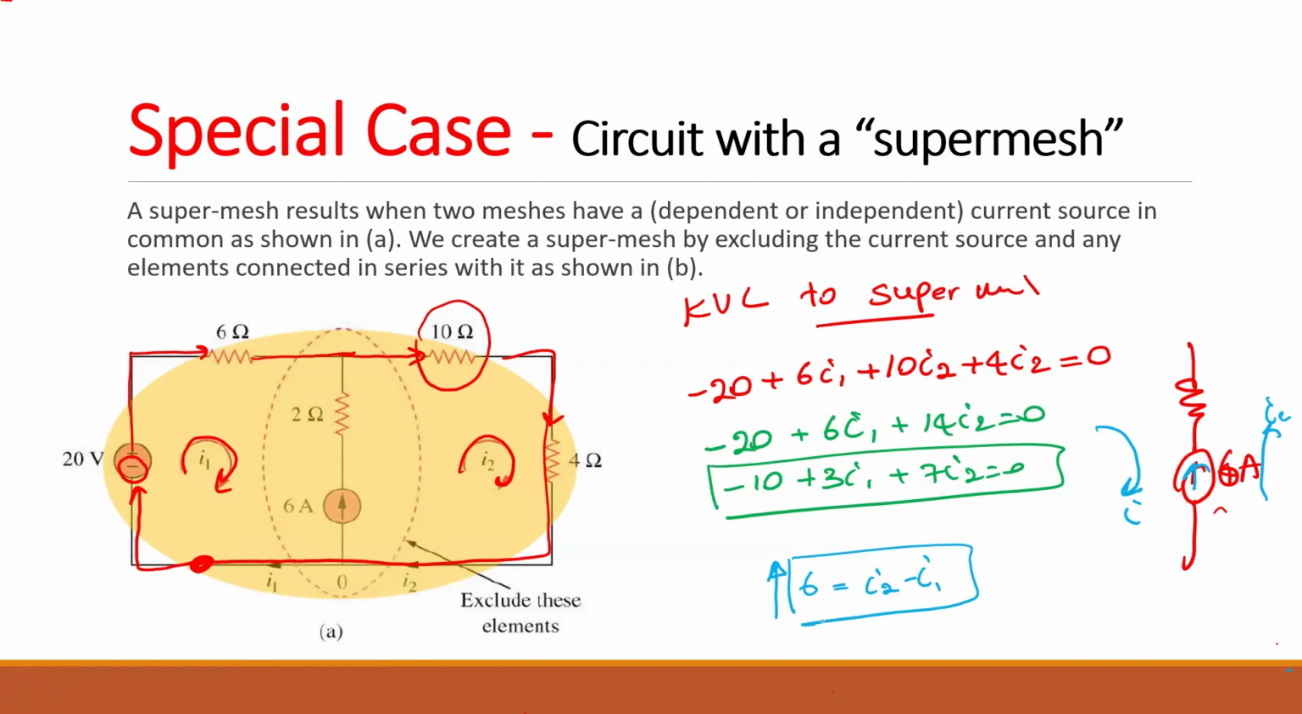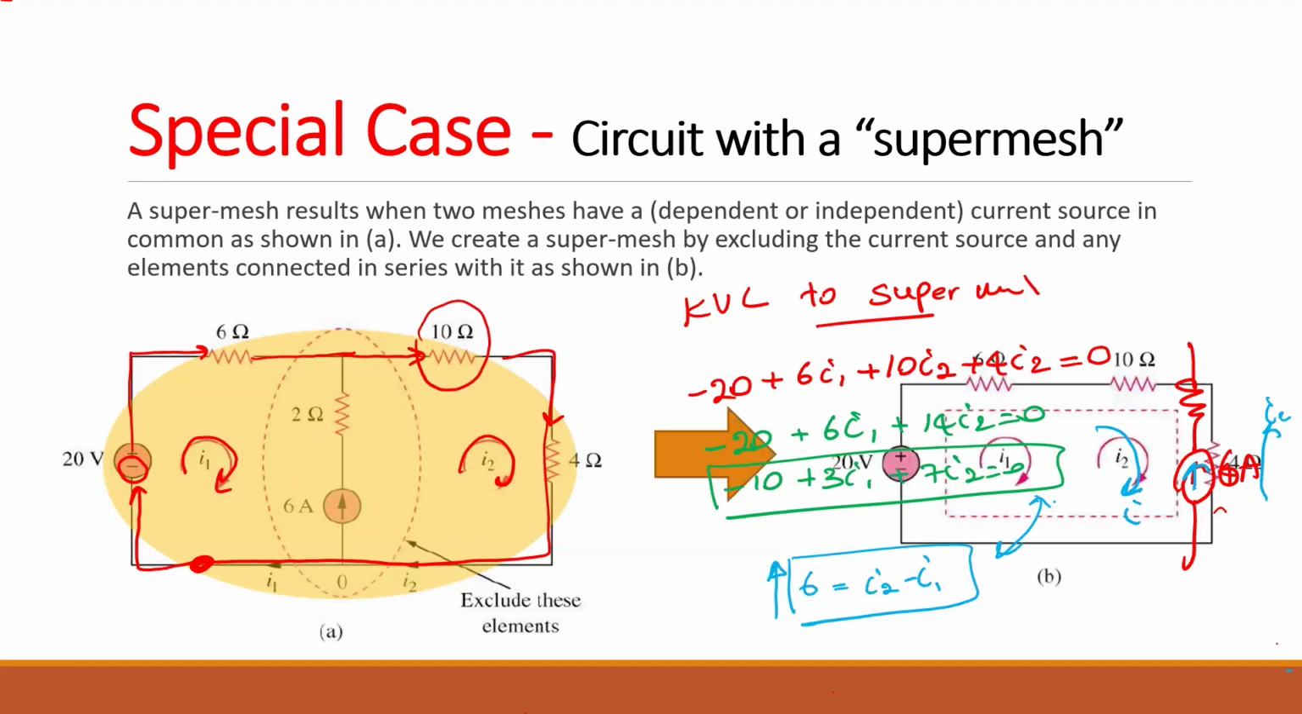Yep. So you have now two equations, don't you? Yes, so you can solve the two equations. You can find I1 and I2, but we are not going to do that.